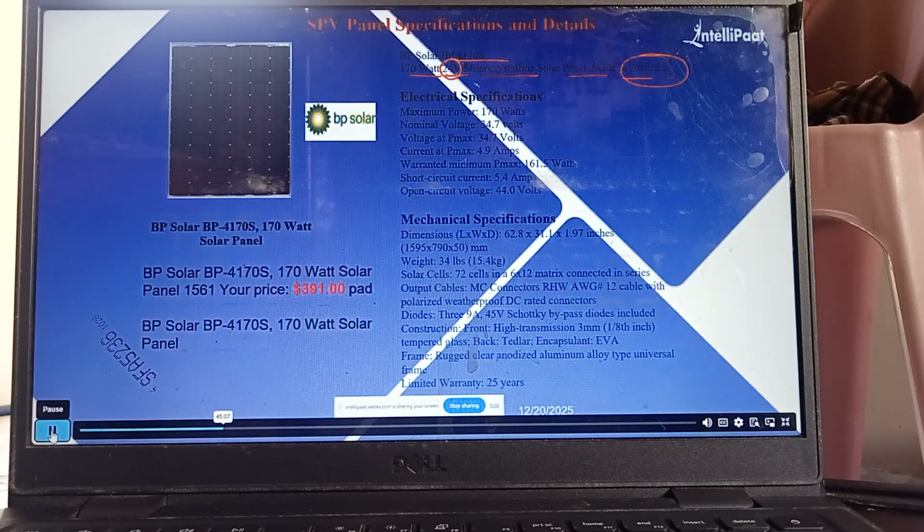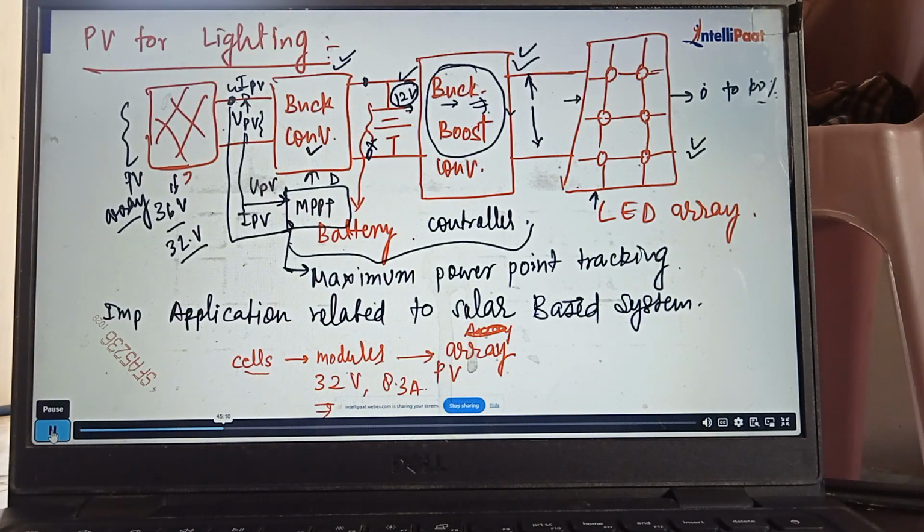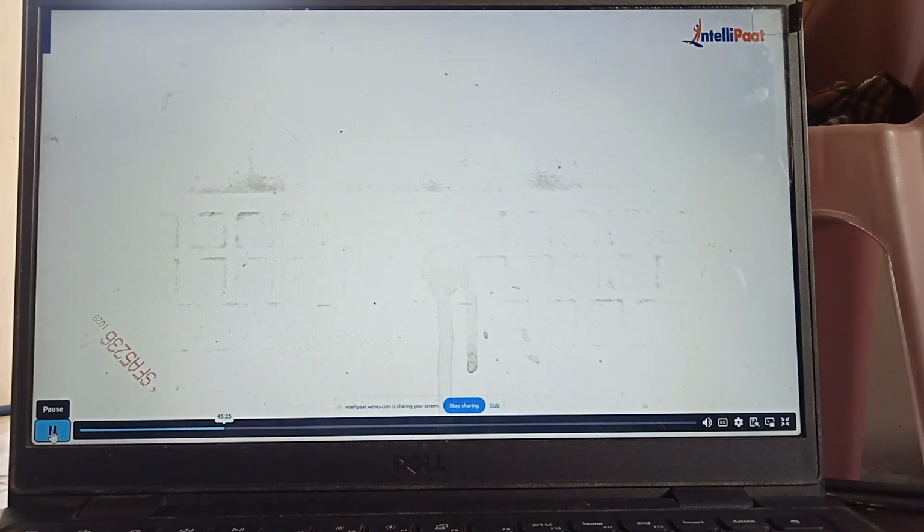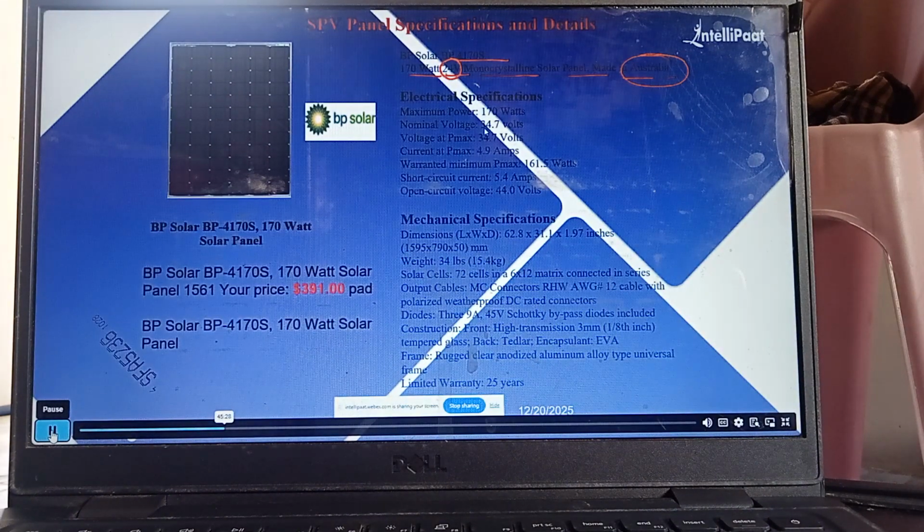Now, if you have a 24 volt panel and you want to utilize it for a street light with a 12 volt battery, how do you use it? We cannot use it directly. We have to buck this voltage, right? We require a buck voltage. So for that, we have to use a buck converter. You can see the nominal voltage in the electrical specification: that is 34 volt plus 0.7 volt, 34.7 volt. Current, that is 4.9 ampere.